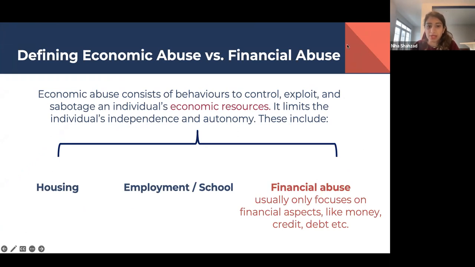And what is the difference between economic and financial abuse? Well, economic abuse includes things like housing, employment, schooling, preventing a person from going to school, but it also includes financial abuse. So economic abuse can be seen as an umbrella term that includes financial abuse. Financial abuse usually only focuses on financial aspects of a victim's life. So stealing money, building up credit in the victim's name, putting the victim in debt, things like that.